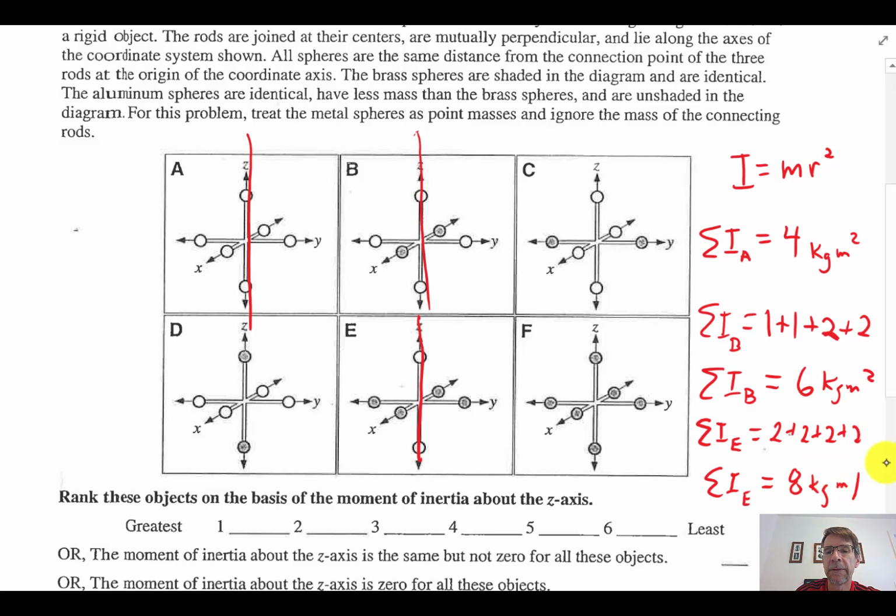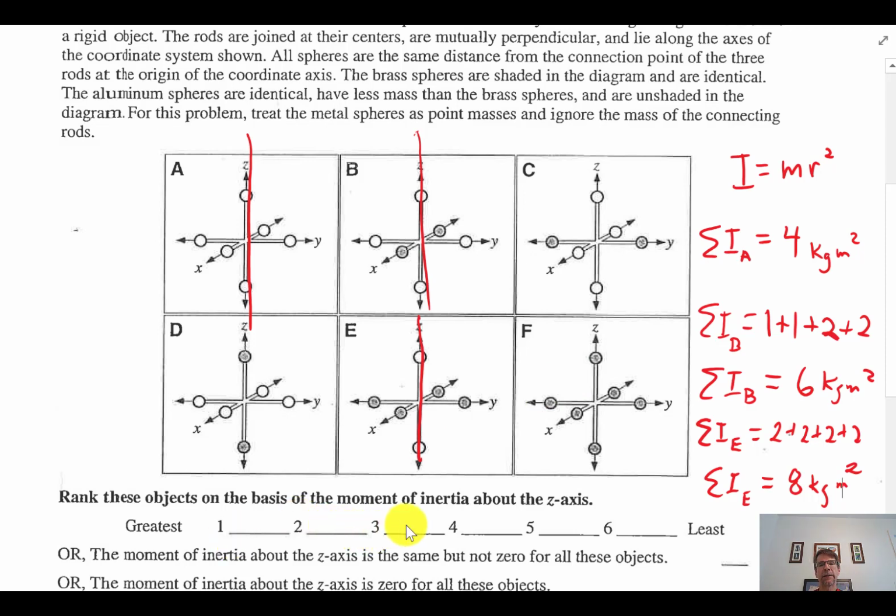Oops, that's kilograms meter squared, not per meter squared. So the ranking would be, the hardest of these to spin, to rotate, would be E and F, tied for first place. They have the greatest inertia. It's hard to get them spinning, but once they're spinning, they will have more momentum and more tendency to keep spinning. So E and F, first place, 8 units.